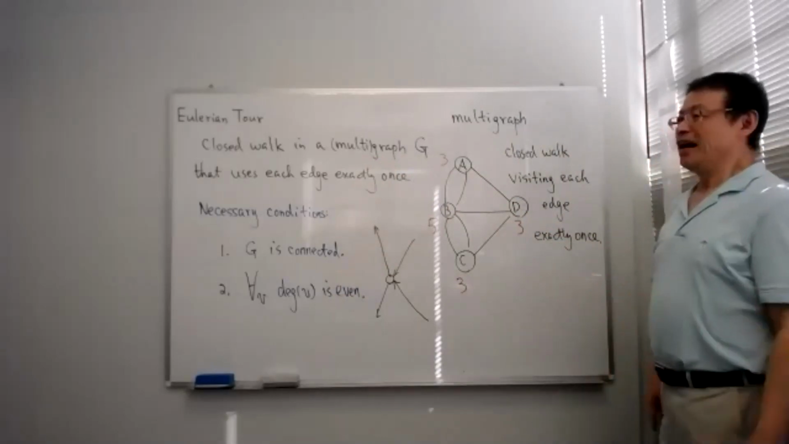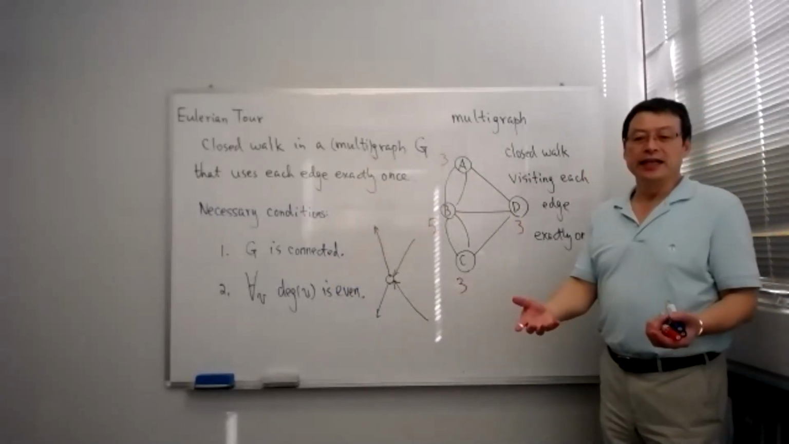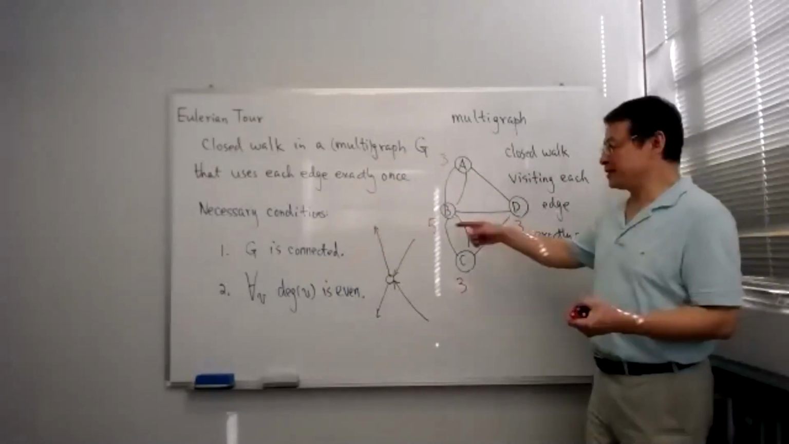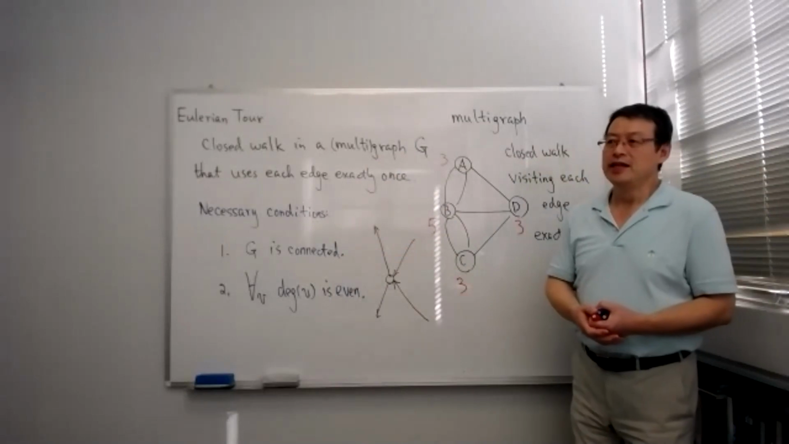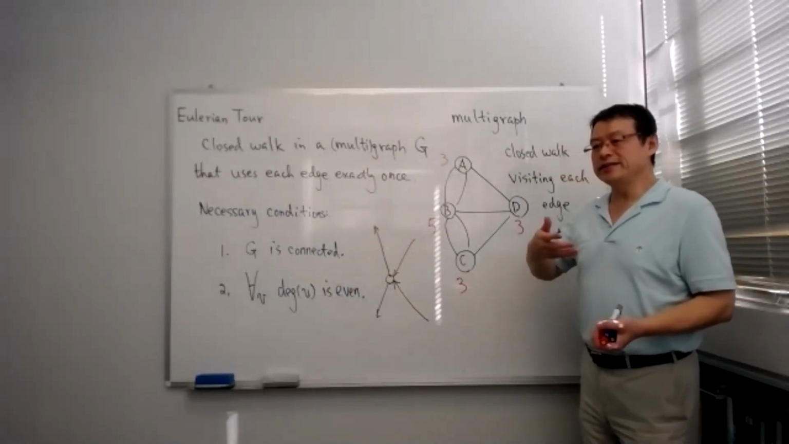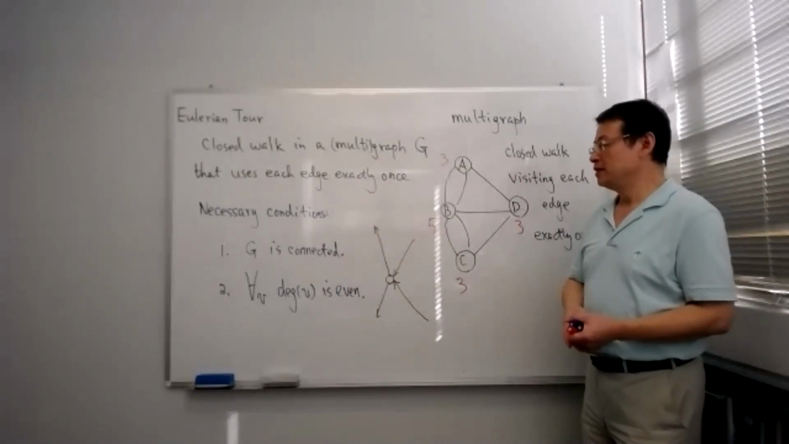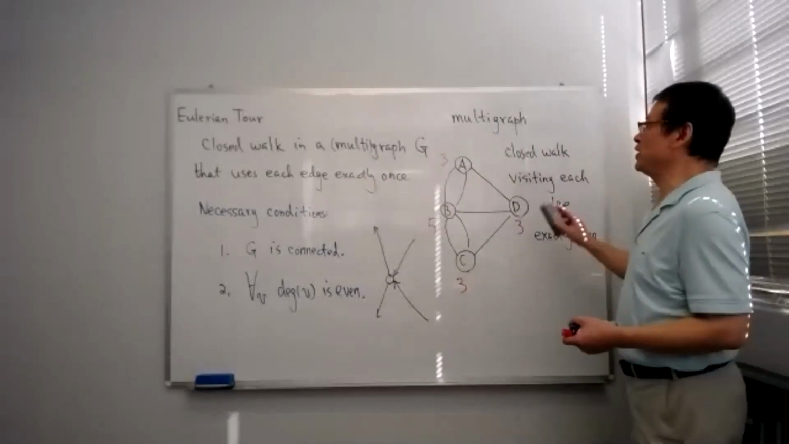Now, on the other hand, I give you a graph. If it does not satisfy one of these two conditions, we can say there's no solution. And under what condition will it have a solution? What will be a sufficient condition? Very often in graph theory, we have the following situation.